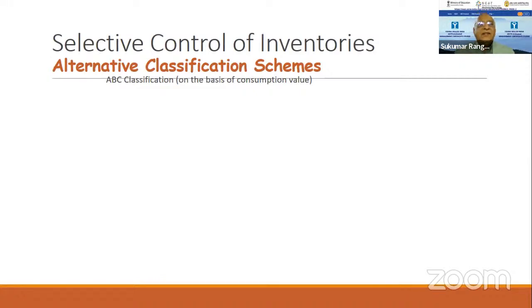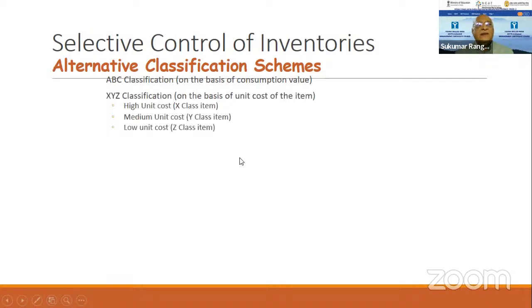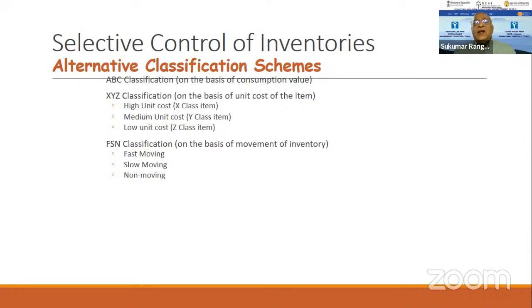Okay, this slide. Different types of inventories are classified in different ways, the ABC classification being what we saw here. There could be a classification called XYZ classification based on the unit cost of the item. A high unit cost can be X class, medium could be Y, and low unit cost could be Z. This could be a form of classification. FSN classification system: fast moving, slow moving, and non-moving. That could be a type of classification.